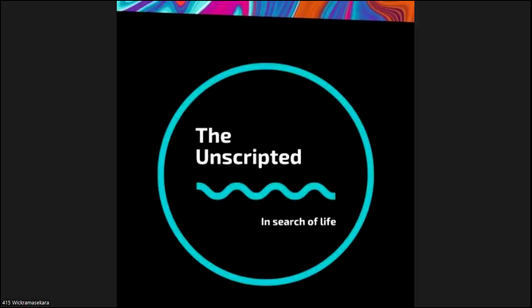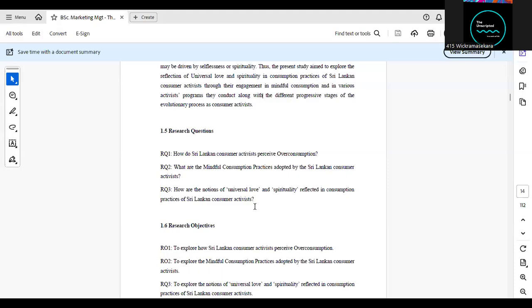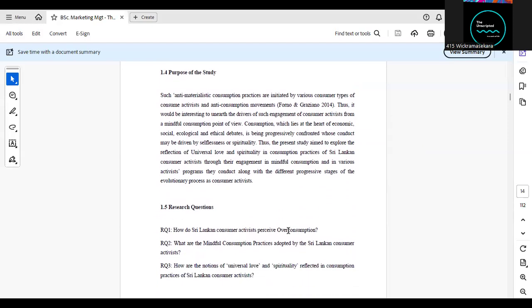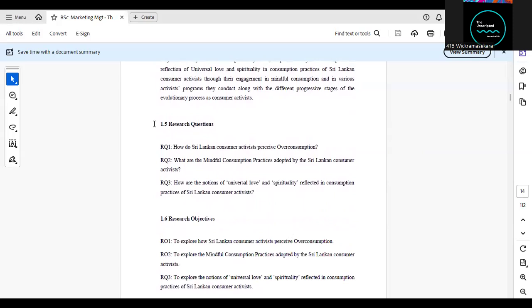So if I show you an example of research questions. In this study, I clearly told you the purpose was actually to understand how unsustainable consumption practices can be mitigated by instilling mindful consumption that is supported by universal love and spirituality. So that is the purpose. And this purpose has been subdivided into several sub questions like these.